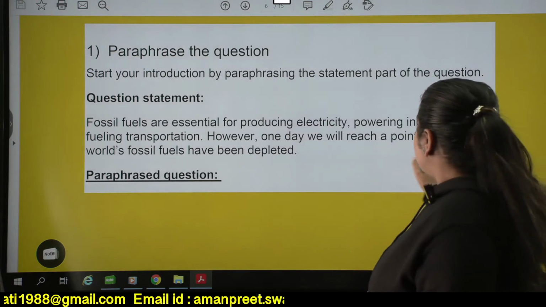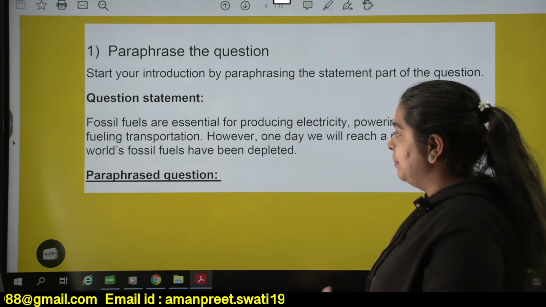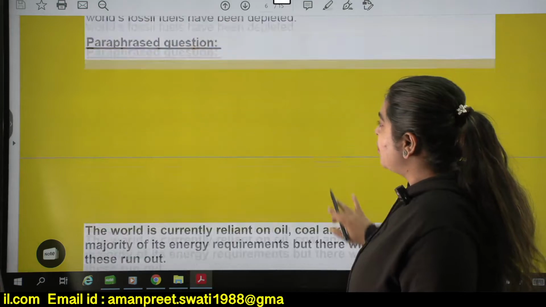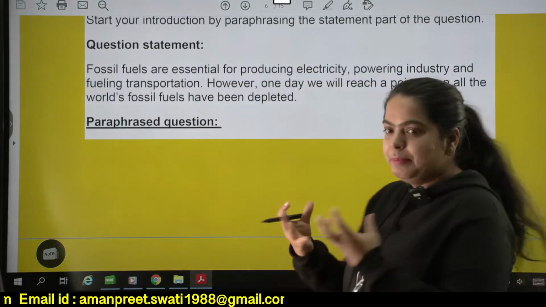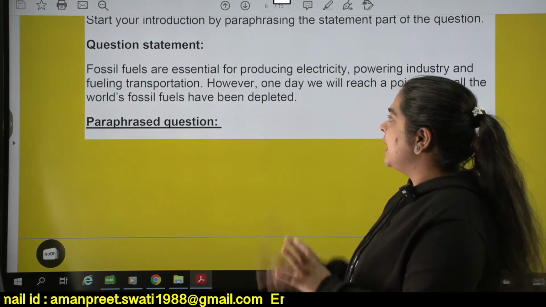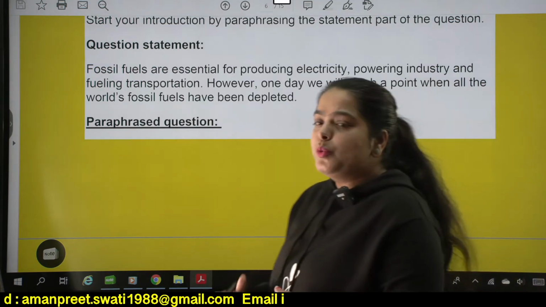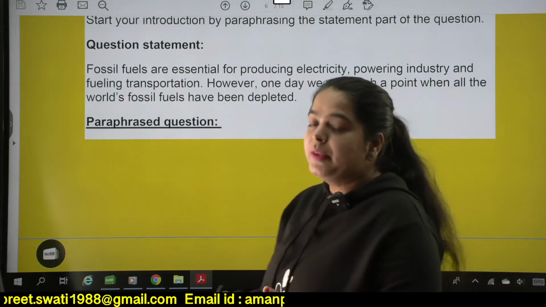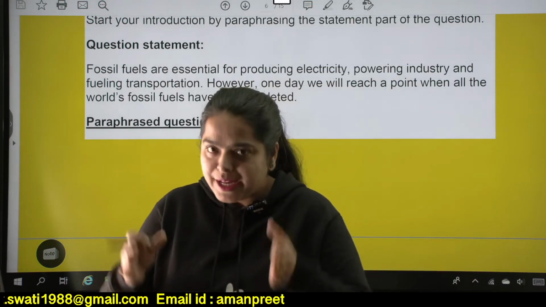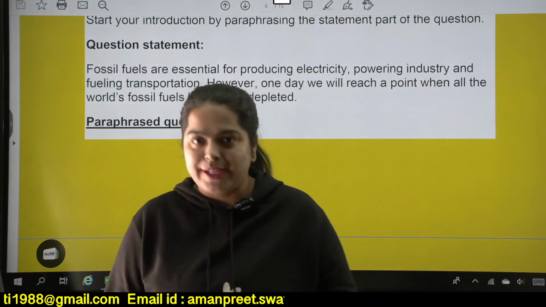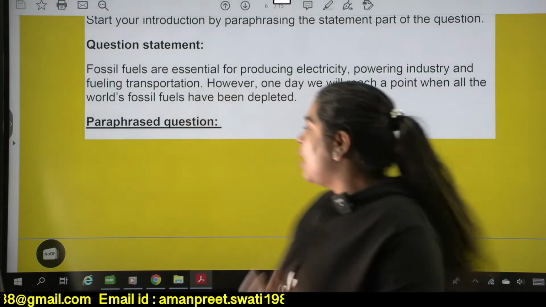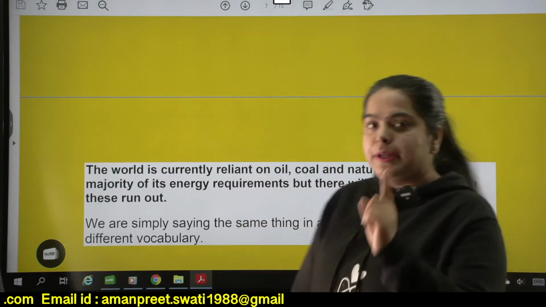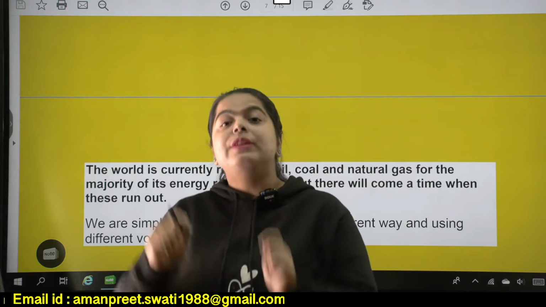However, one day we will reach a point when all the world's fossil fuels will have been depleted. How can we paraphrase it? So in a nutshell, what is the meaning of all this? Fossil fuels are being used at a very fast pace, and there will be a time when all the resources will be depleted. In fact, at this point of time, they are at the verge of extinction. They will be depleted soon, right? So how can we paraphrase it? Same meaning but with different words. I repeat, same meaning but with different words.